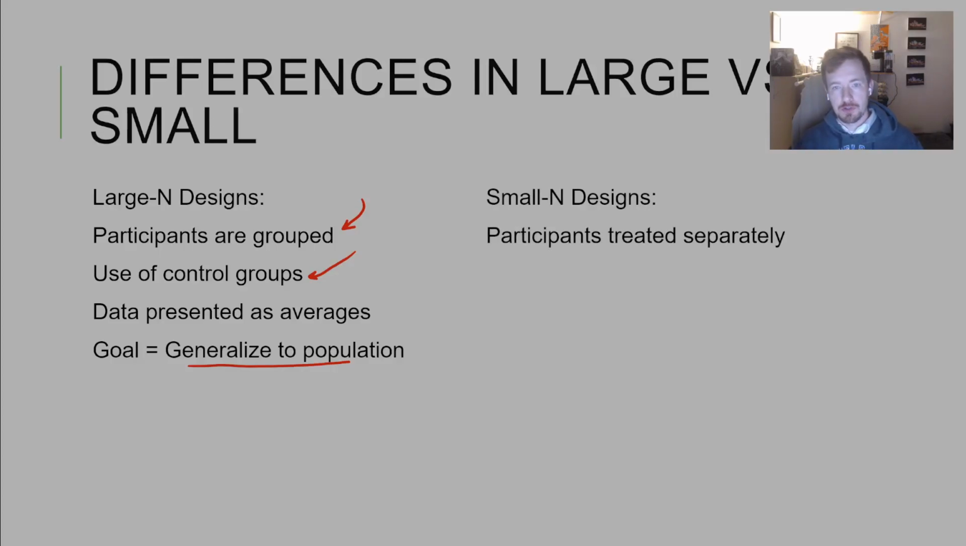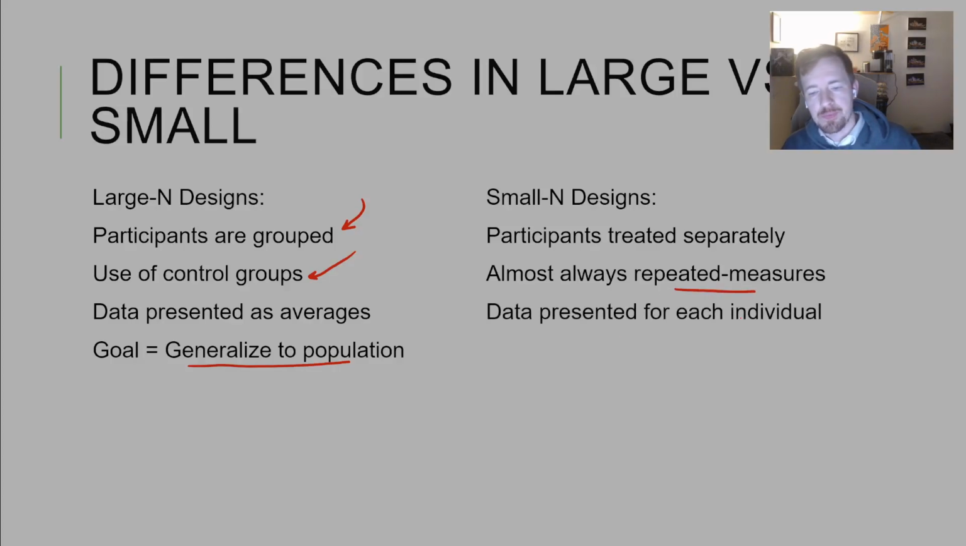These participants are usually going to be treated on an individual basis, separately. It's almost always going to be repeated measures, so you're usually not going to have discrete groups. You're not going to have a treatment group and a control group. Usually, the participant starts in a control condition, then gets the treatment, and then usually goes back to control or something like that. So it's going to be within subjects and repeated measures.